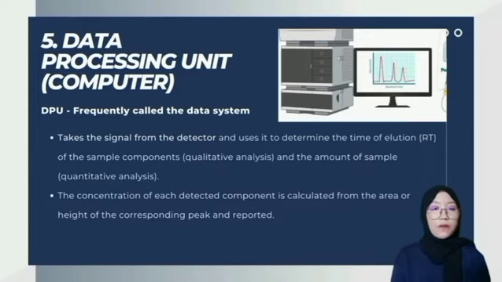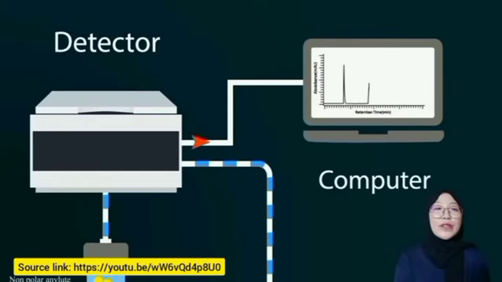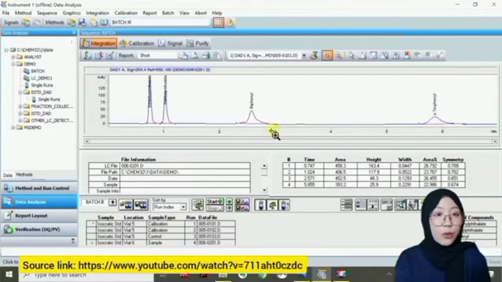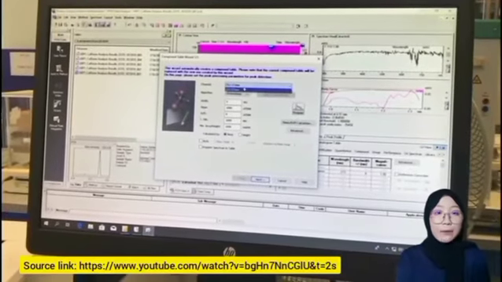The last major component of high-performance liquid chromatography, HPLC, is the computer, which is the data processing unit, frequently called the data system. The computer not only controls all the modules of the HPLC instrument, but it takes the signal from the detector and uses it to determine the time of elution, which is retention time, of the sample component, which is qualitative analysis, and the amount of sample, which is quantitative analysis. The concentration of each detected component is calculated from the area or height of the corresponding peak and reported.